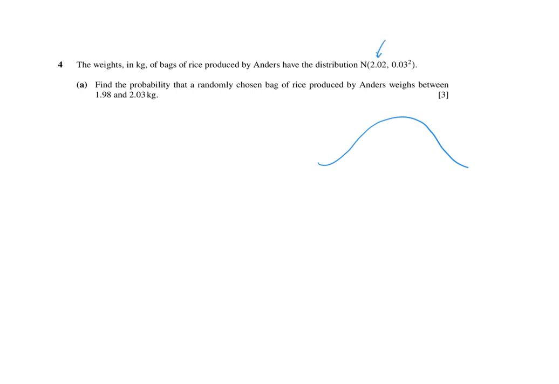In the question, we are told that the mean is 2.02. So that's the middle point of our bell curve. So 1.98 is going to be to the left and 2.03 is going to be to the right. So we're trying to find the probability of this section in our bell curve. Now, to use the tables in our formula booklet, we're going to need to standardise this.